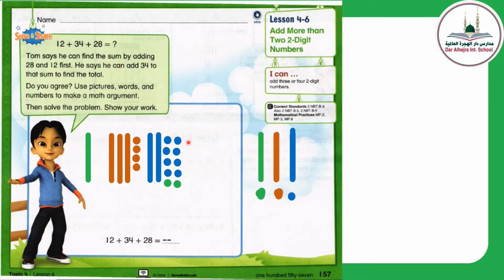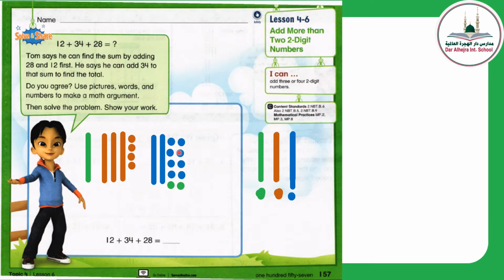I can regroup them, and now these 10 ones can be replaced by a single 10 like this. Now I have got how many tens? 1, 2, 3, 4, 5, 6, 7 tens and 4 ones. That means my answer is 74.